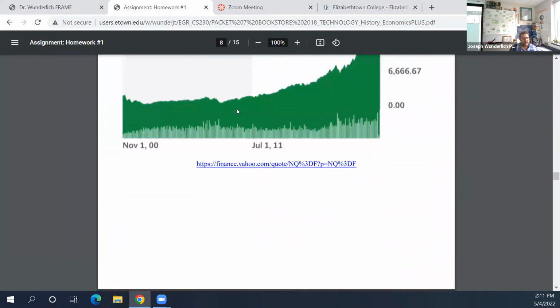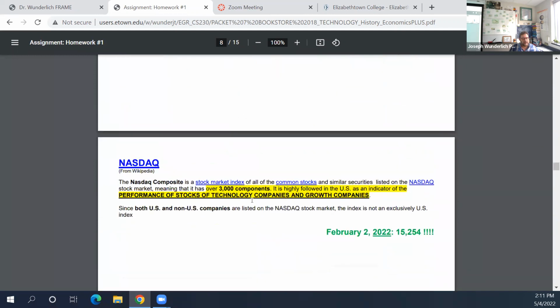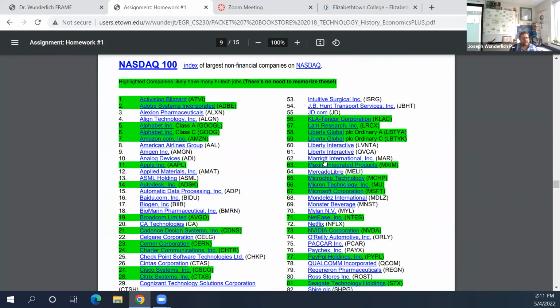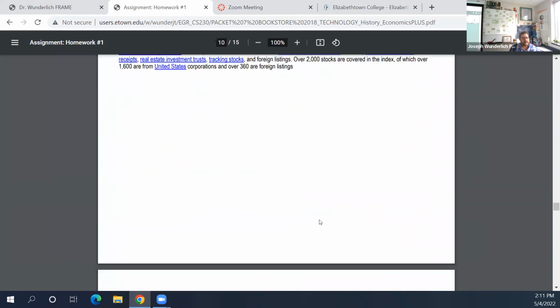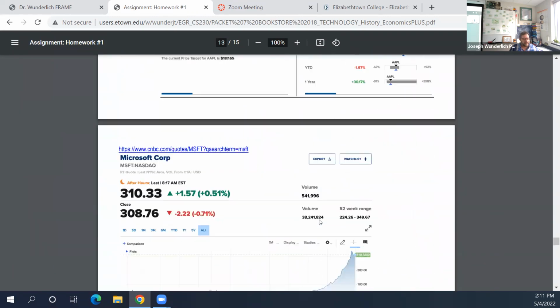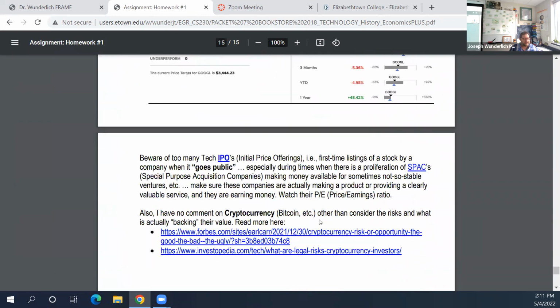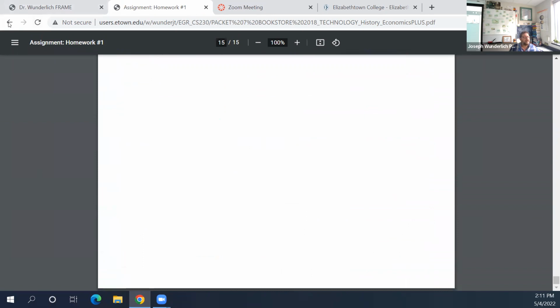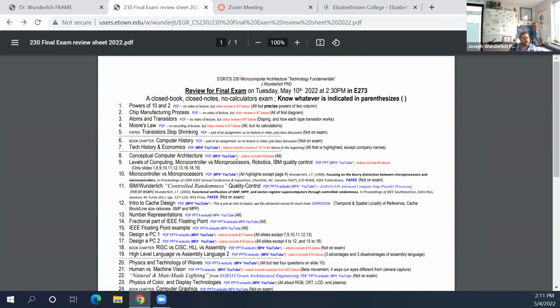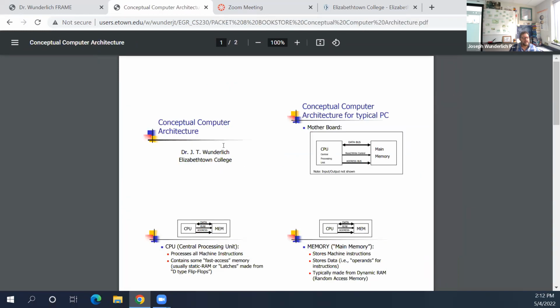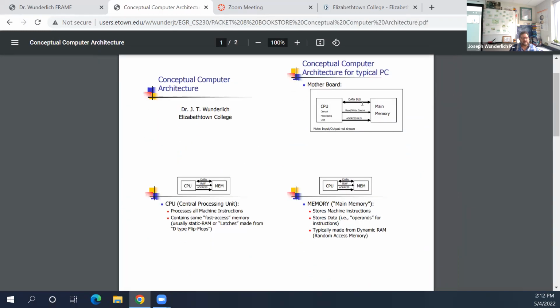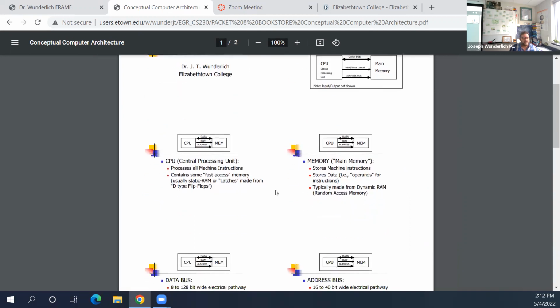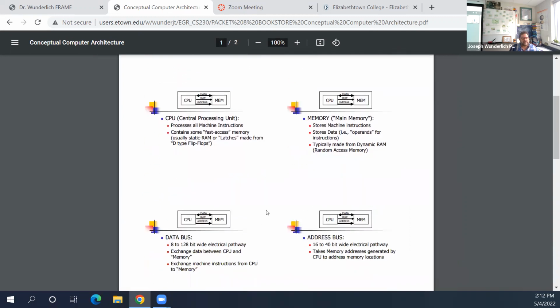You don't have to know all the highlighted companies, but you do need to know the Nasdaq, what that is. Don't memorize all these. I put them in green actually, so I think everything yellow is memorizable now. I used to have them all yellow. Okay, conceptual architecture, know all that. That's a very basic thing here, but you should understand the difference between data bus, address bus, memory, CPU, and the basic sketch of everything.